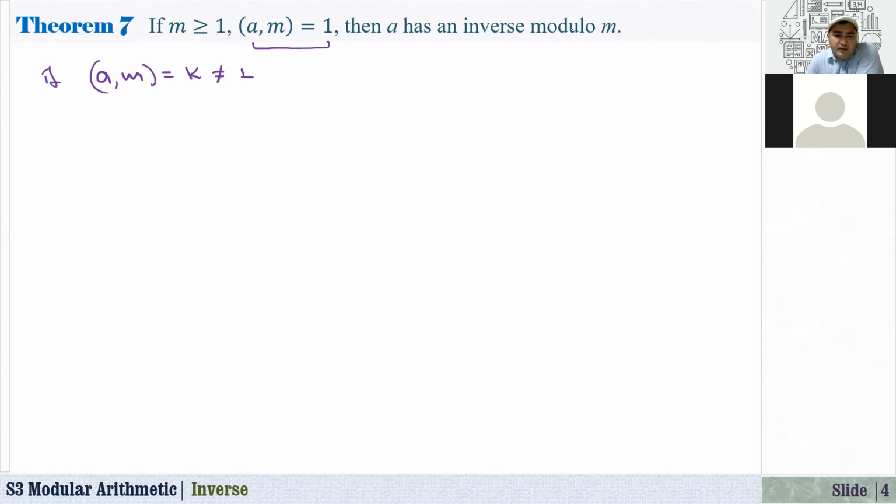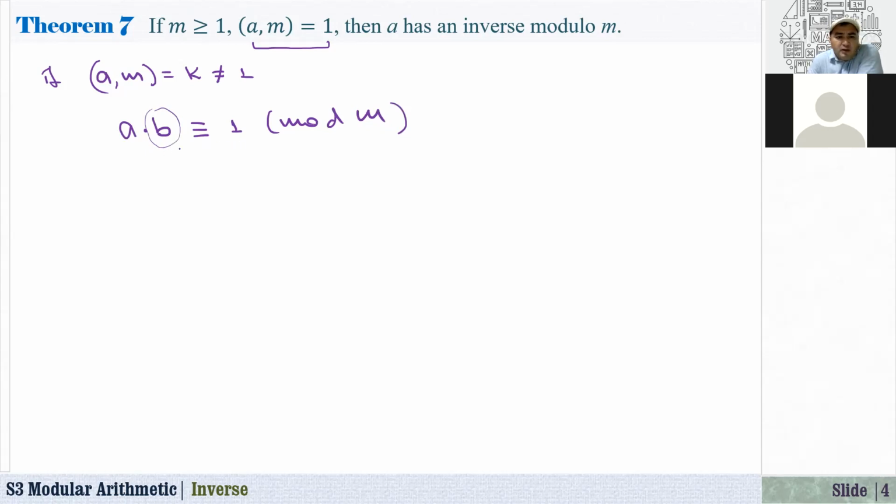At the time, it doesn't have an inverse. Why? Because suppose A has an inverse modulo M. Let's say the inverse is B. Then A times B is congruent to 1 modulo M, where M is greater than 1. Inverse means we have an integer B such that when you divide A times B by M, the remainder is 1.